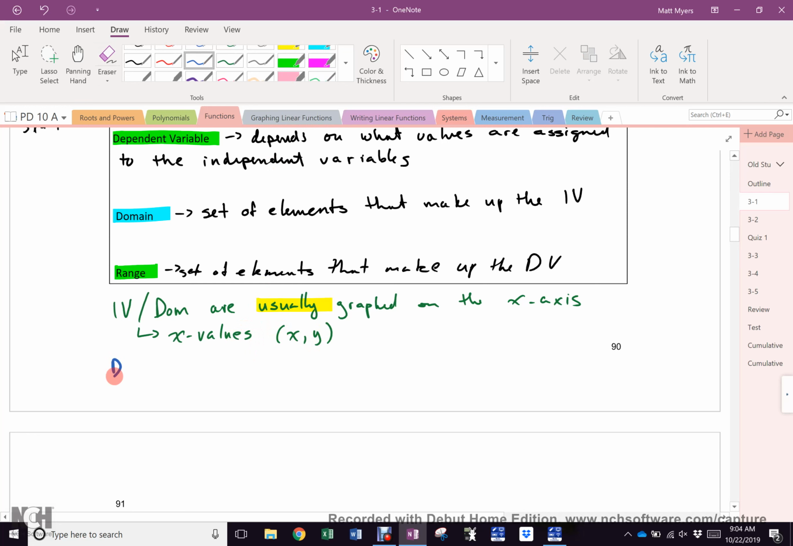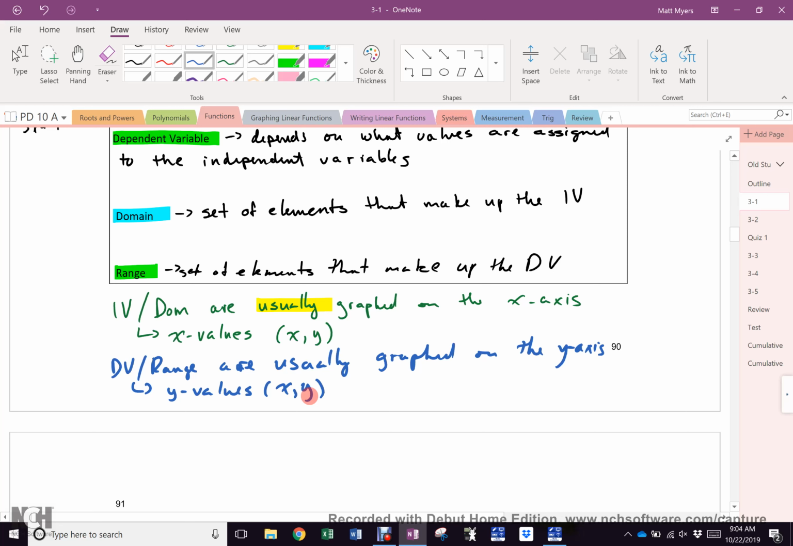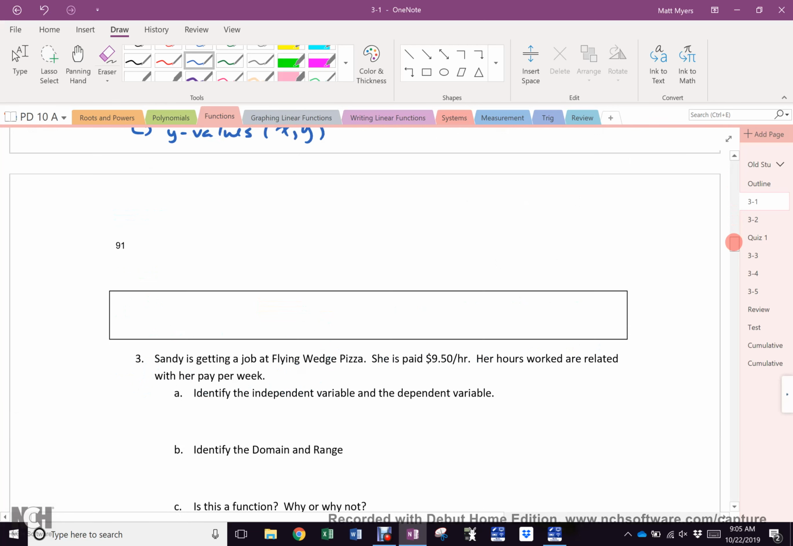Now, you being the intelligent young people that you are, the dependent variable and the range are therefore what? Are usually graphed on the y-axis. So they are usually y-values in the x-y situation. So, independent variable is made up of the values in the domain. The independent variable is also the input. Because, like I said, in the function machine, if I drop the name of a month, January, you can tell me the output, yes? 31. Everybody cool? All right. So let's turn the page over and see if we've got this sorted.